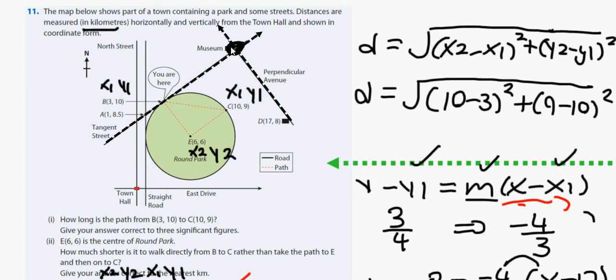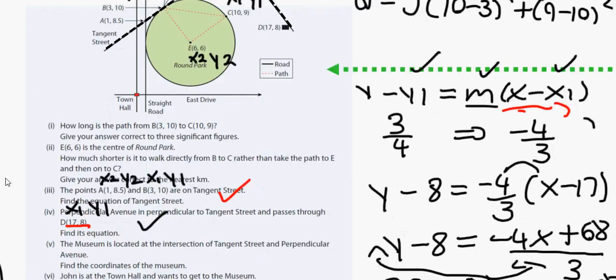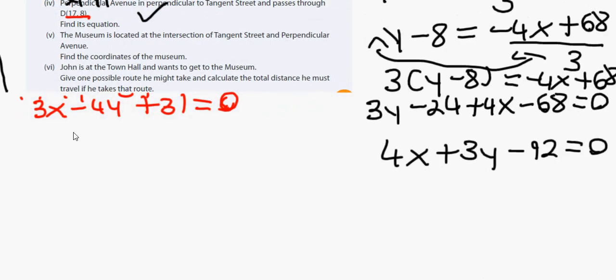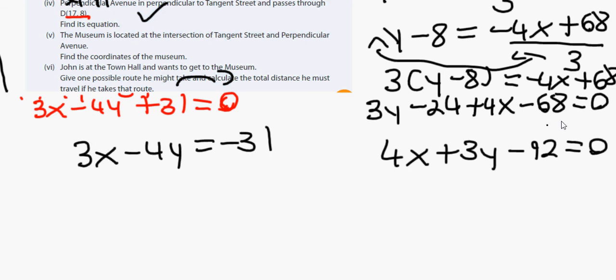Okay, so it's basically simultaneous equations. So I have 3x minus 4y. I'm going to bring the 31 over to your side, so 3x minus 4y equals minus 31. I'm going to alter this one as well, so we get 4x plus 3y equals plus 92.